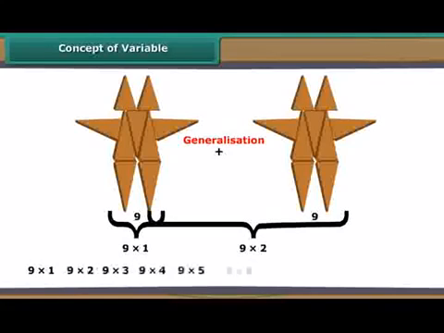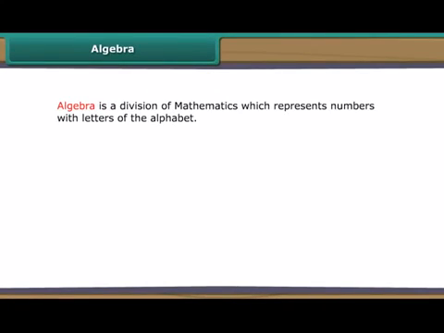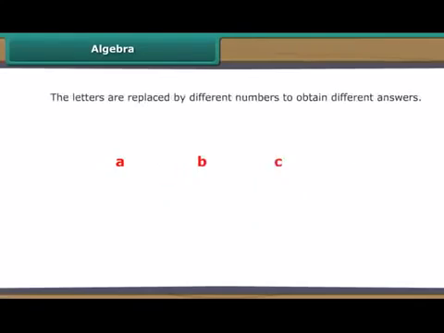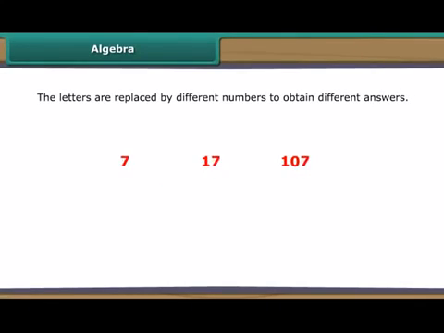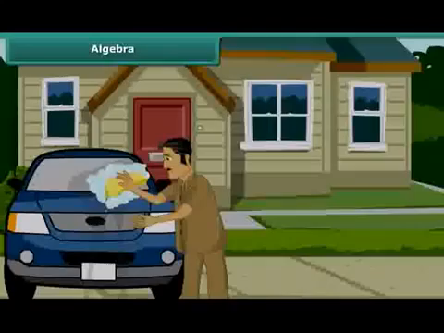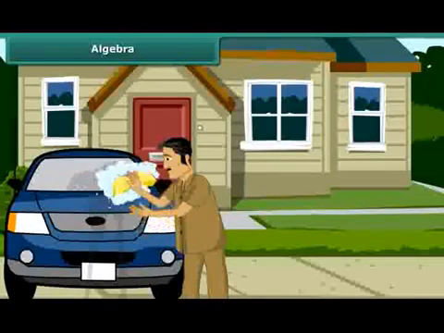We can, therefore, generalize by saying algebra. Algebra is a division of mathematics which represents numbers with letters of the alphabet. The letters are replaced by different numbers to obtain different answers. Therefore, as the letters assume varying numeric values, they are called variables. Let us look at some more real-life situations in which algebra is used.